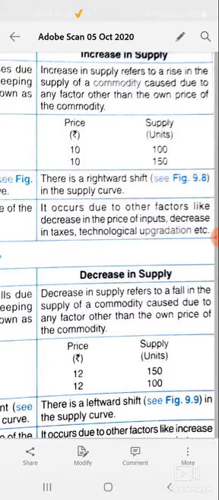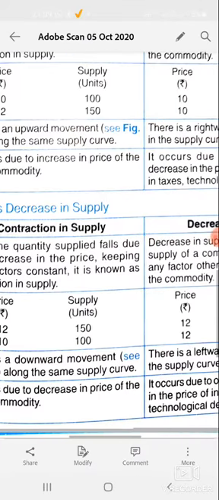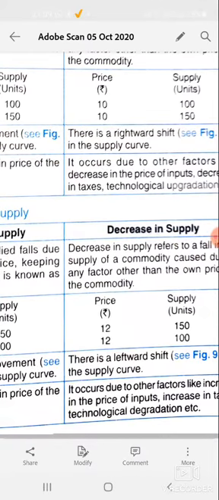Now if we see the table, price falls from 12 to 10, resulting in supply falling from 150 to 100. Here in the decrease in supply, price is constant, 12 and 12, but the supply falls from 150 to 100.